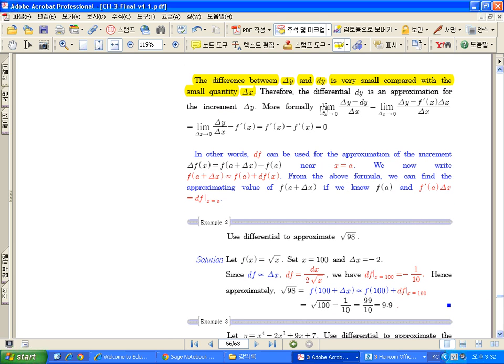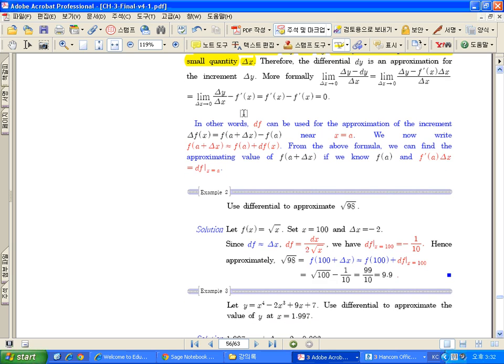So the limit of delta y minus dy over delta x when delta x approaches 0 can be simplified in this way, and the limit of delta y over delta x when delta x approaches 0 is f prime of x. So f prime of x minus f prime of x should be 0. What that means is when delta x is small, the difference between delta y and dy is also very, very small. In other words, df can be used for approximation of the increment delta f of x. So instead of this value, we may use df.